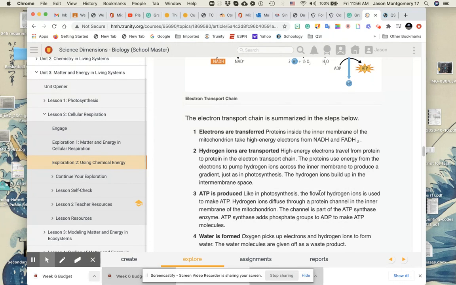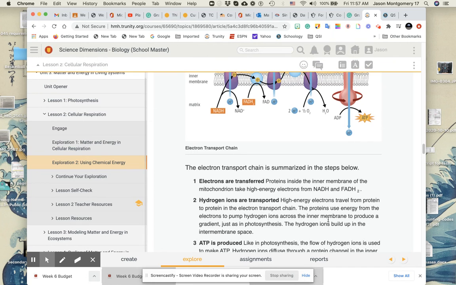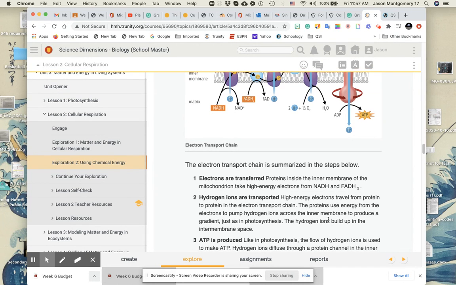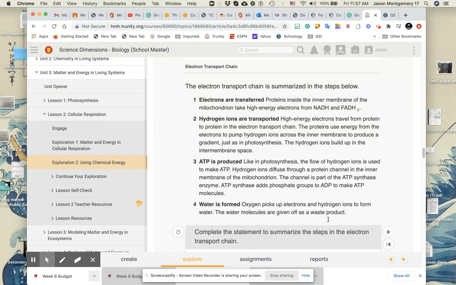Just like photosynthesis, the flow of hydrogen ions is used to make ATP. Hydrogen ions diffuse through the protein channel in the inner membrane of the mitochondria. This channel is part of what we call ATP synthase, in other words, making ATP. ATP synthase adds a phosphate group to ADP to make the ATP molecule. And so that's the name of the game here, to use these high energy molecules to form the ATP, which is ultimately what we're using in the form of energy.